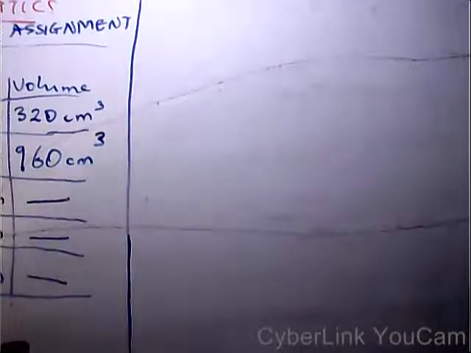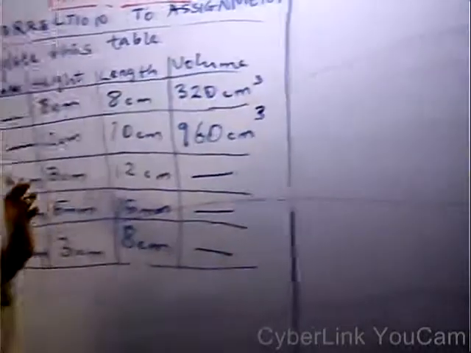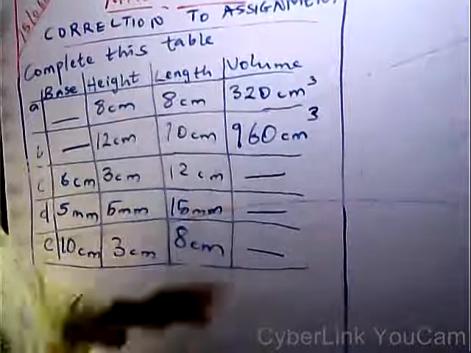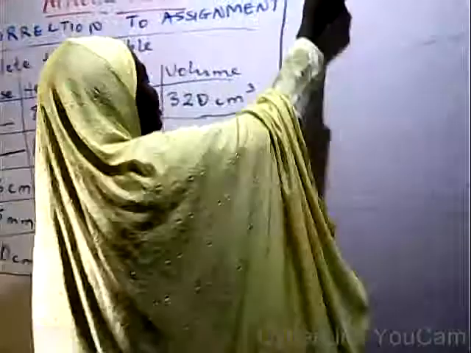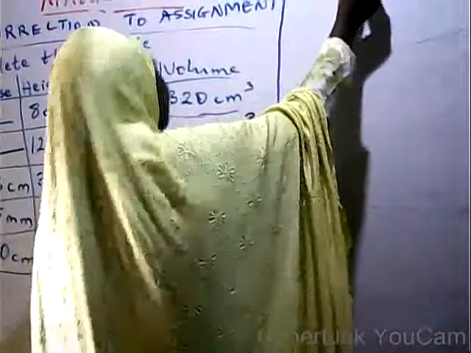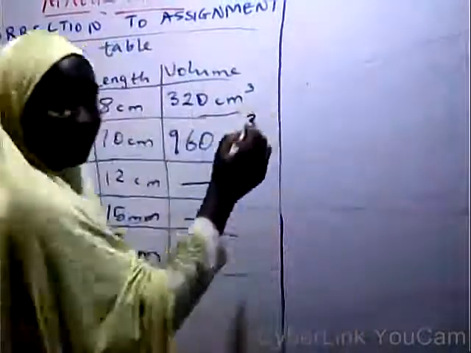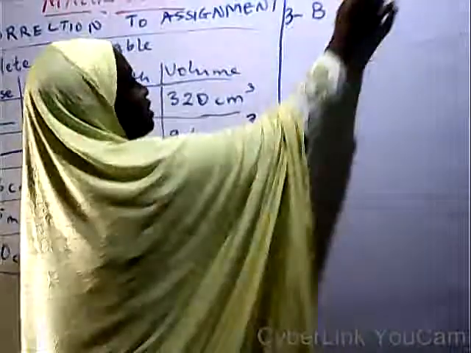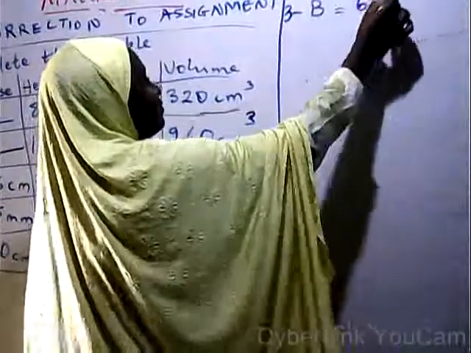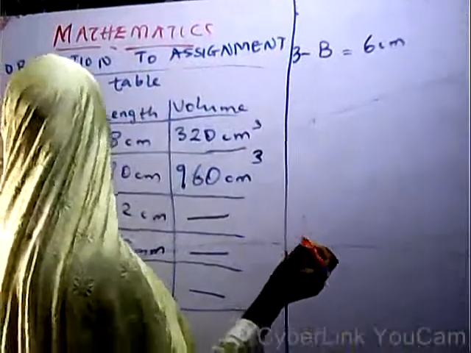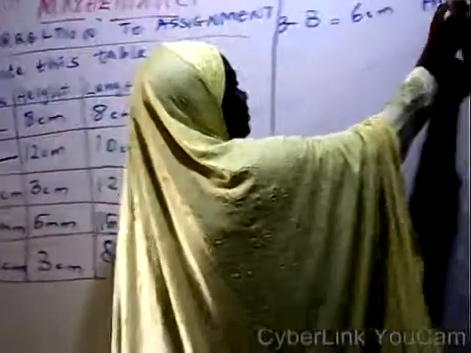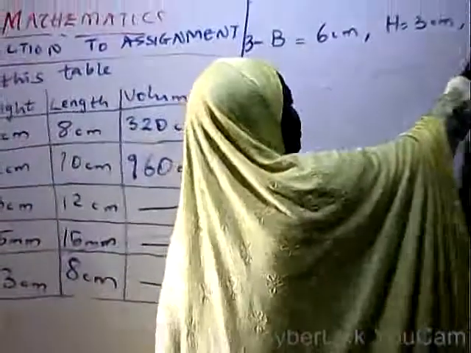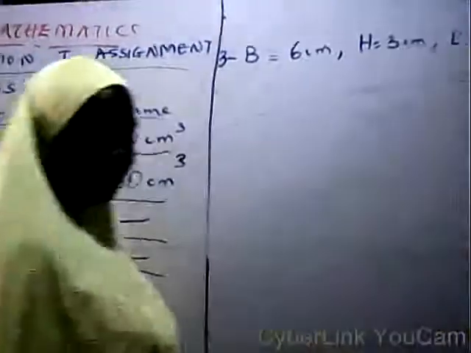Now, the third question, which says we have been given the base, the height and the length. The question says we should look for the volume. We have been given the base to be 6 centimeter. The height should be 3 centimeter. The length to be 12 centimeter. And we are looking for the volume.